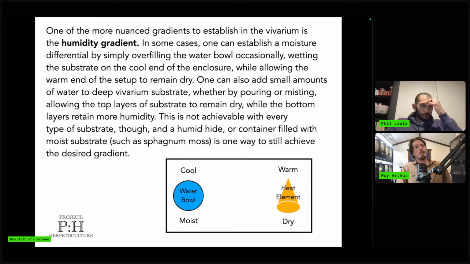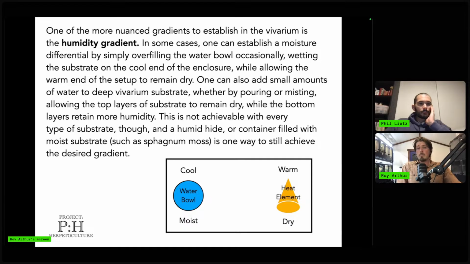So moving on, one of the more nuanced gradients to establish in the vivarium is the humidity gradient. And in some cases, one can establish a moisture differential really easily by simply overfilling the water bowl occasionally when you're filling it, and thereby wetting the substrate on the cool end of the enclosure while allowing the warm end of the setup to remain dry.